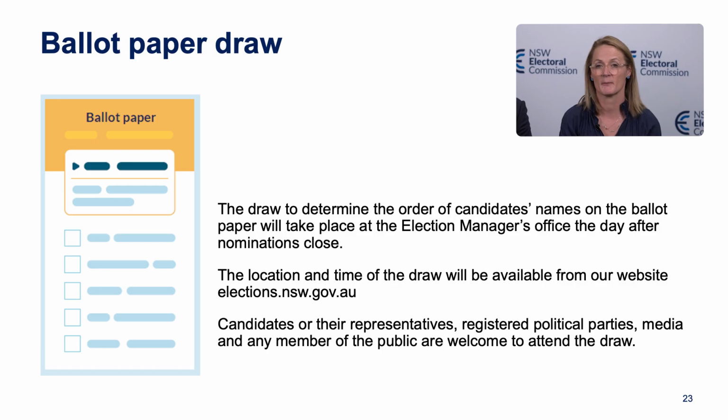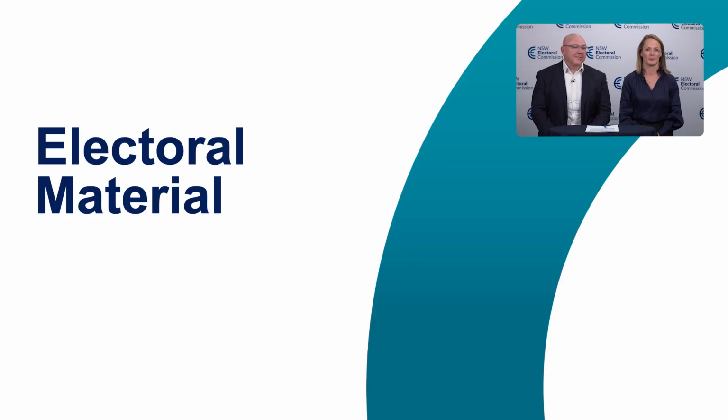The draw to determine the order of candidates' names on the ballot paper will take place in the election manager's office the day following the close of nominations. The location and time of the ballot paper draw will be available on the New South Wales Electoral Commission's website. Candidates or their representatives or members of the public or media are welcome to attend the ballot paper draw.